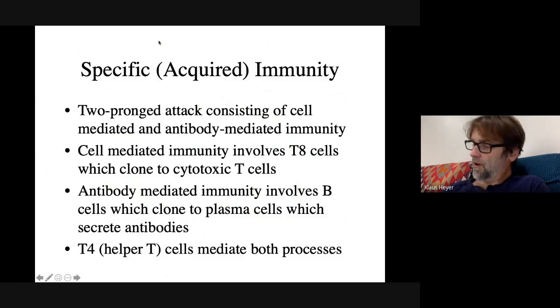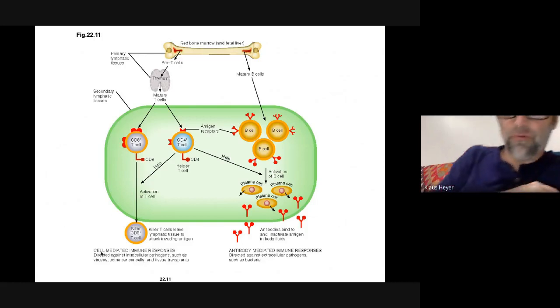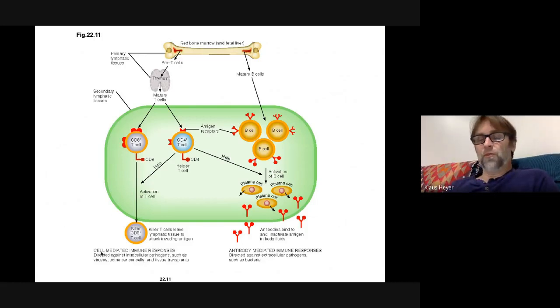So, specific or acquired immunity. When we get our COVID vaccines, that's the part that's being addressed, right? There are two sides to it. This is what I was drawing on the board last class. There's a B cell, antibody-mediated side, and then there's a cell-mediated side. I imagine it as a two-pronged attack. You're going to have T8 cells on one end and B cells on the other end.